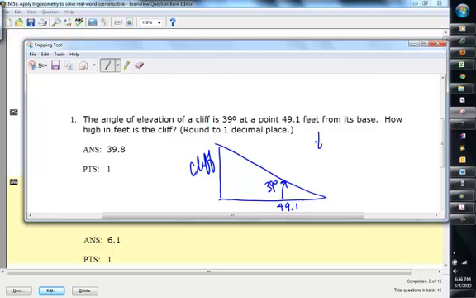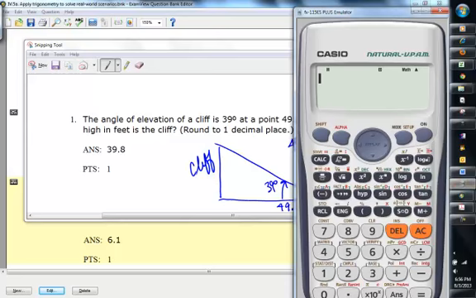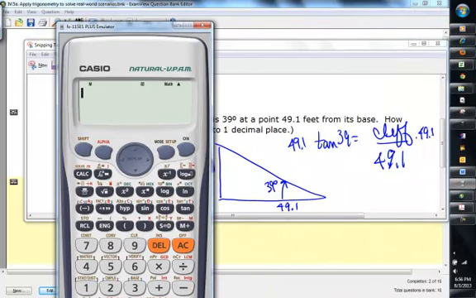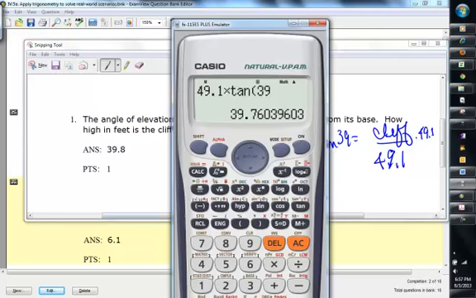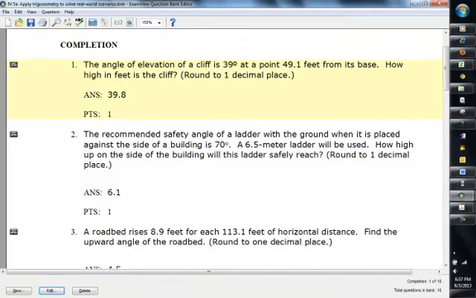trig function, tangent of 39 is opposite, the cliff, over 49.1. Multiply both sides by 49.1, and so our answer will be 49.1 times tangent 39, which is 39.76, or about 39.8 feet tall.